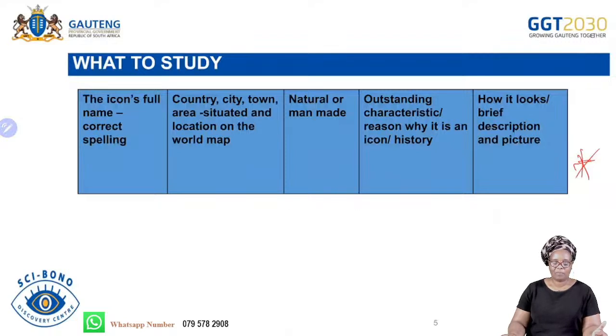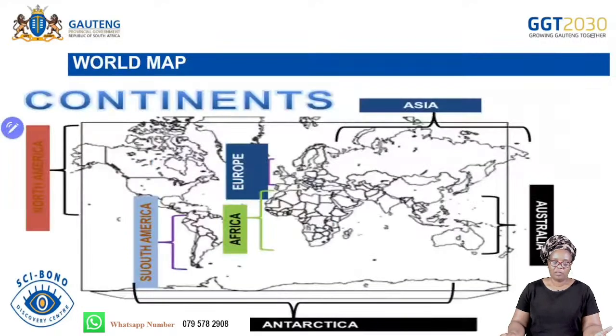Lastly, you need to know how it looks. Give a brief description and the picture. So if you know all these things that I've just stated now, it will be easier for you to understand the icons. We talk about the location.